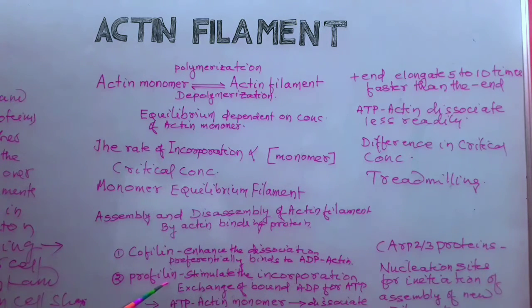Another protein is profilin. Profilin promotes or stimulates the incorporation of actin monomer into the actin filament. Profilin promotes the exchange of bound ADP for ATP, so this results in the formation of ATP actin monomer that dissociates from cofilin, so it becomes available for incorporation into the actin filament.